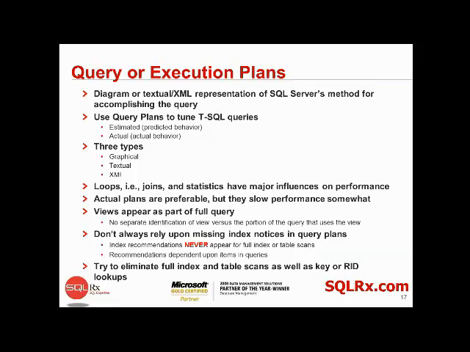Also, the recommendations are dependent upon the items in the queries, so you need to be able to understand that one recommendation that has A, B, C, D in it may have the same recommendation only for another query that does A, B, C, D, E. There'll be one recommendation for A, B, C, D, one recommendation for A, B, C, D, E. And so you have to kind of figure those out and figure out what to do. So basically, try to eliminate full scans as well as any kind of read or key lookups.